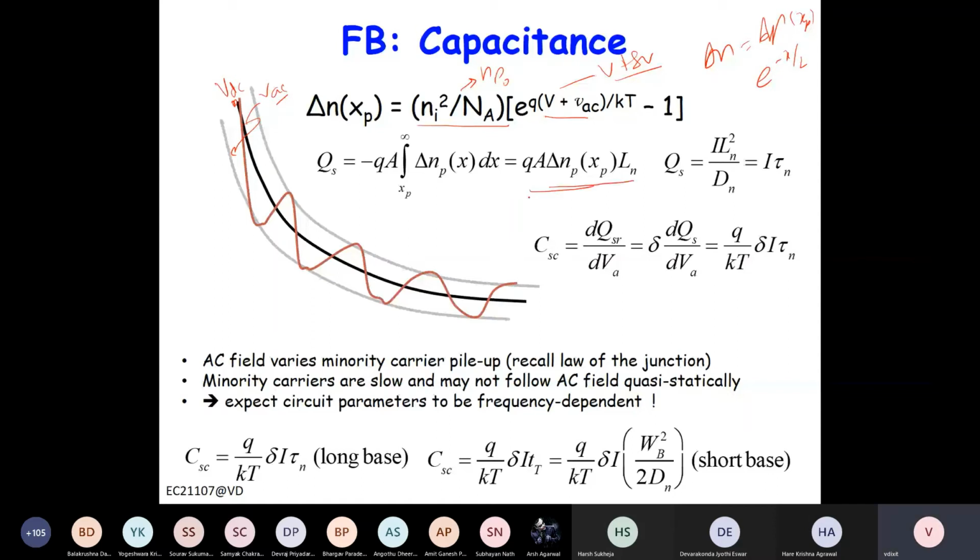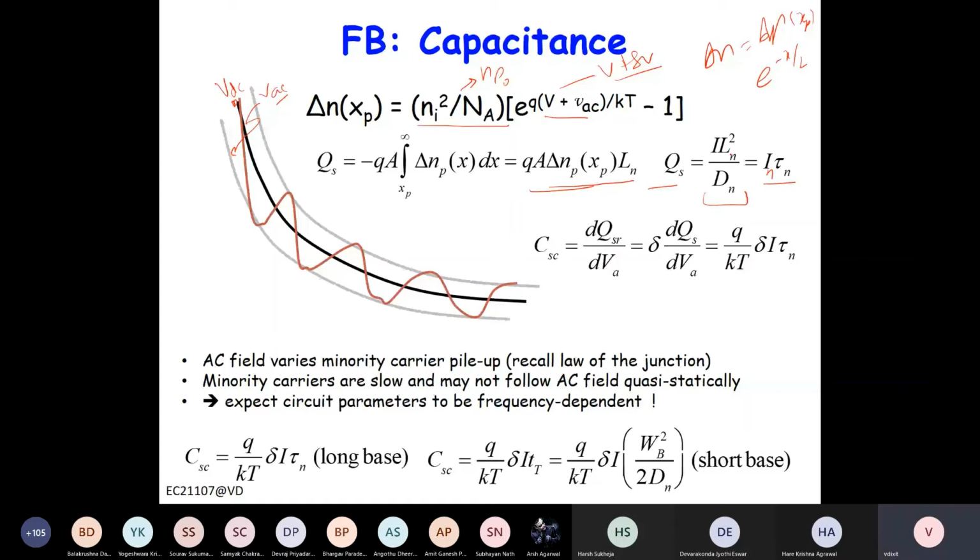You can recall another expression. We said that I is Q by tau, so you can write Q as I tau. This I will be I due to N only, because this is tau N. And L is square root of D tau, so tau N can also be written as L square by D. Similarly, you can write for holes also. For holes it will be I Lp square by Dp, and it will be Ip times tau P.